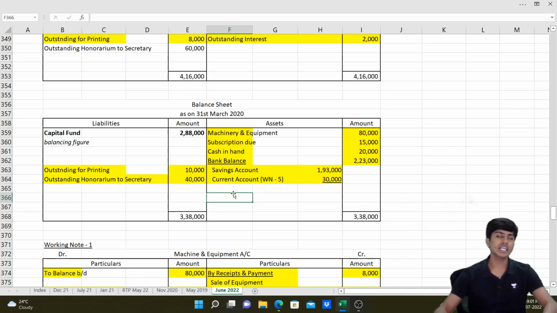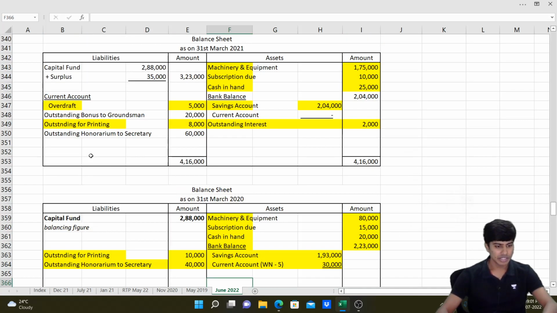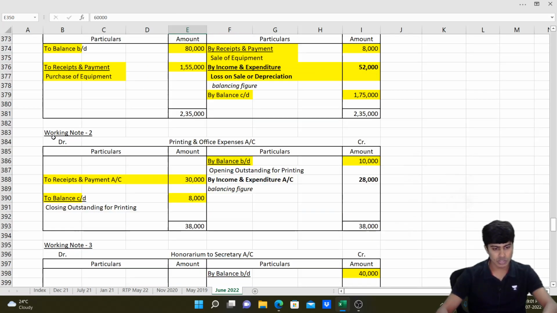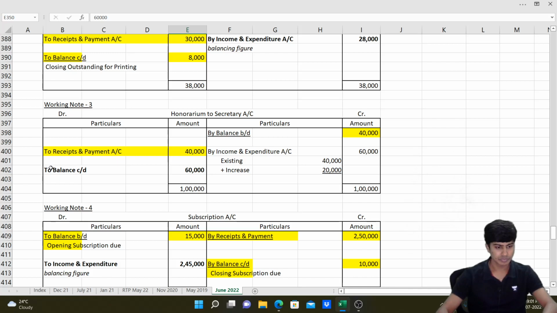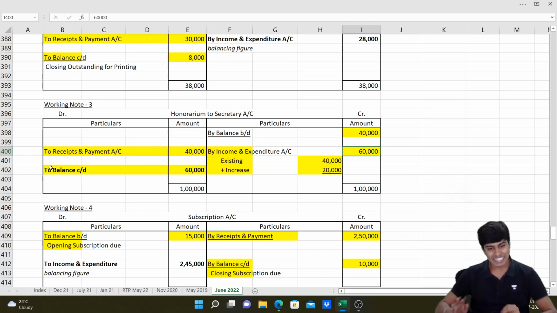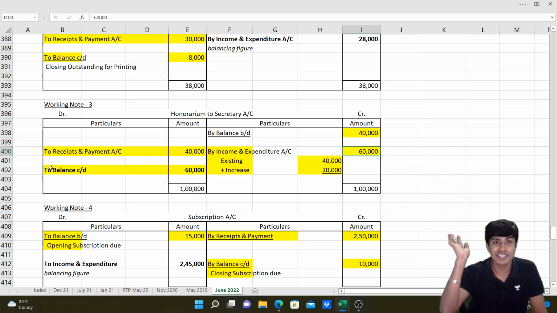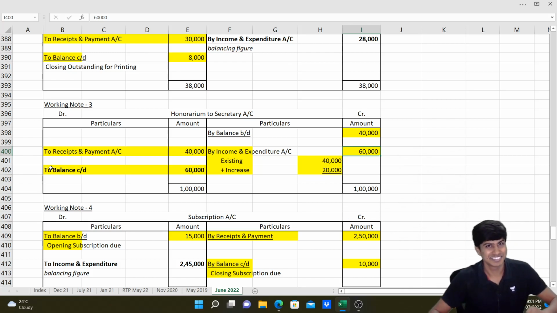And they've told that in the current year it will be 20,000 more. And it's not paid. So in the current year, outstanding honorarium will be 60. This will be the closing balance in the honorarium account. In our honorarium account, this will be closing 60. And this is existing 40 plus increase 20. Total 60,000 is the current year honorarium expense. This 60,000 will go to the income and expenditure account as expense.